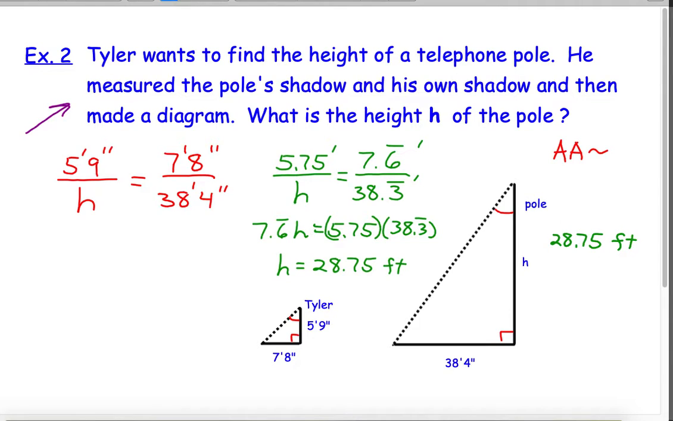Now, what if you wanted to convert that to feet and inches, like the original problem? We need to know what's 0.75 of a foot. Well, a foot is 12 inches. So what's 0.75 of 12? Well, we already had that decimal. That's 9 inches. So another answer we could say is 28 feet, 9 inches.